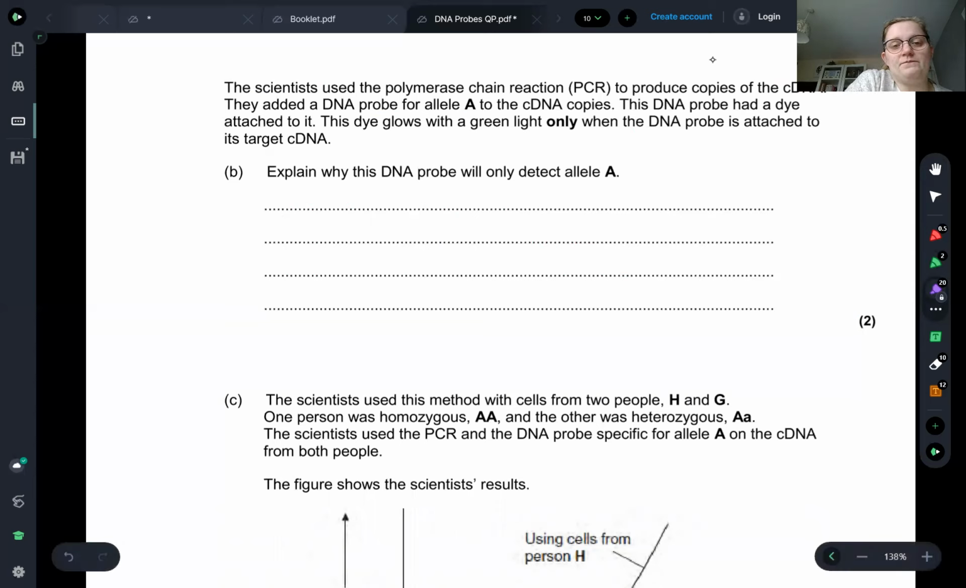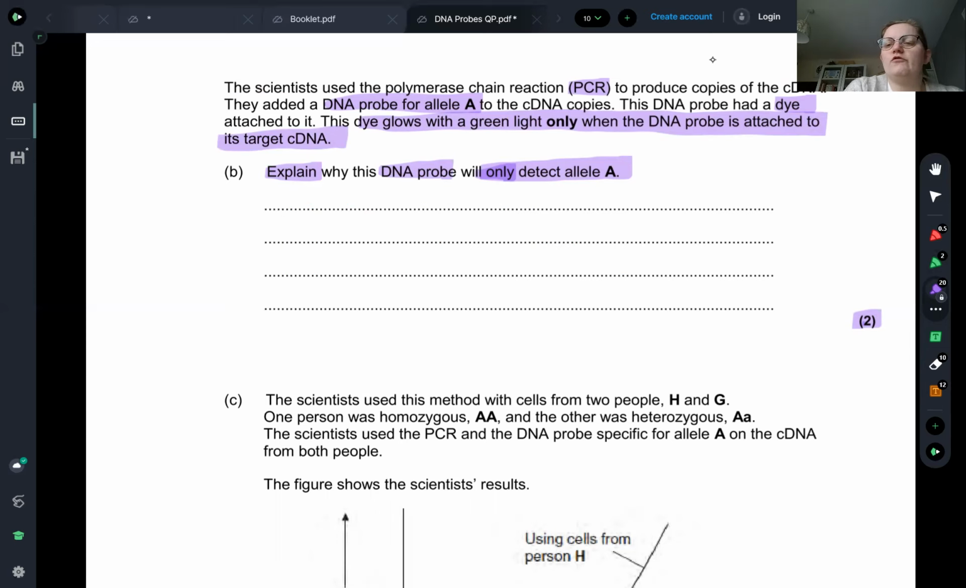So explain, it's a 2-mark question, so we need to be given 2 points. So we're needing to say something about the probe and then something about allele A. And that only is actually really, really important. They used PCR, so that's quite good to keep in mind. To produce copies of the cDNA, they added a DNA probe for allele A. The DNA probe had a dye attached to it, and the dye glows with a green light only when the DNA probe is attached to its target cDNA.